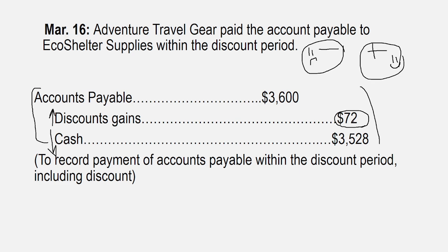By making these journal entries, Adventure Travel Gears properly records their payment made within the discount period, ensuring accurate tracking of accounts payable and recognizing the financial benefits obtained through the discount. This helps maintain transparency in their financial reporting and optimize their cash management practices.